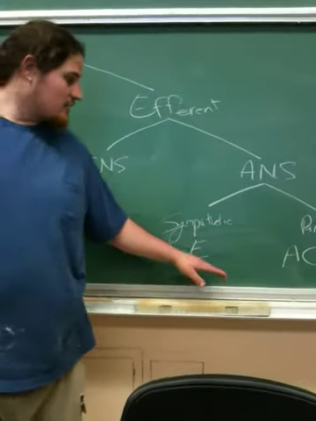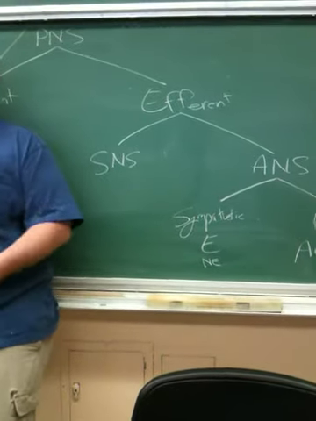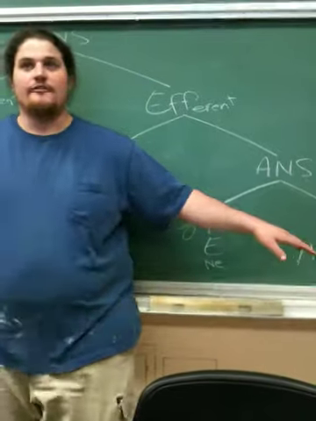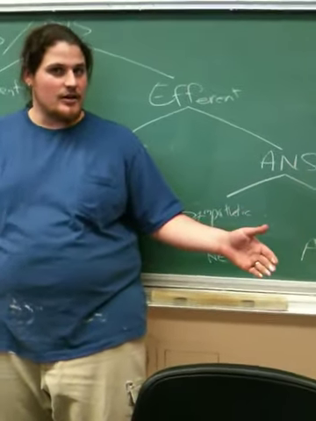Now, sympathetic is going to have your short preganglionic fibers and your long postganglionic fibers. Parasympathetic is going to have long preganglionic fibers and short postganglionic fibers.